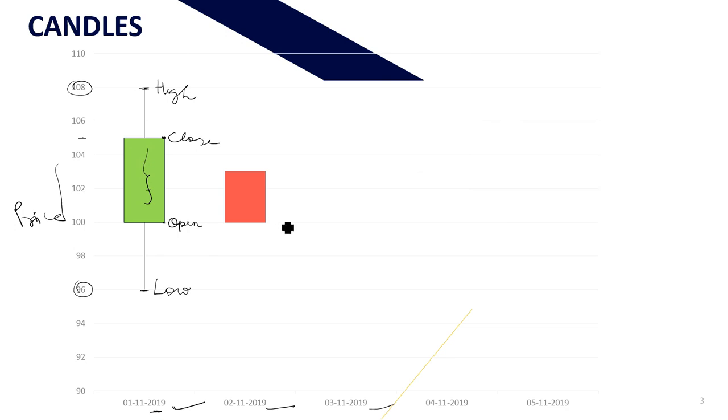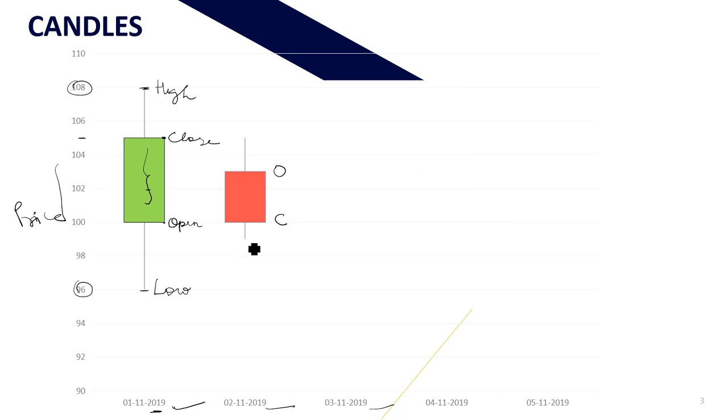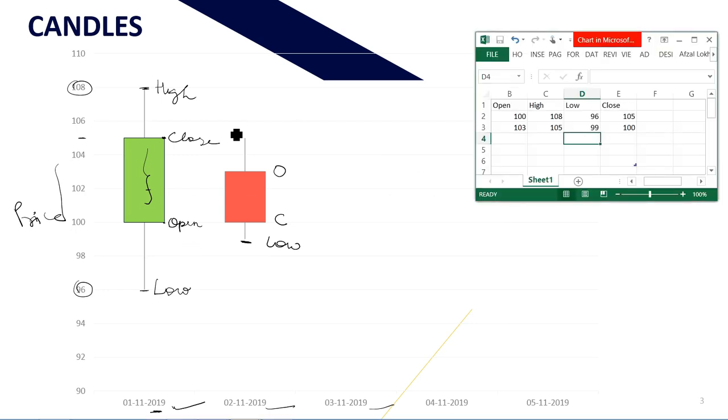Let's say it made a high of 105. So here you go. The upper wick arrives till 105. Let's say it made a low of 99. Now the lower wick arrives. Simple, my friends. Now let's take one more day. Let's make it a little more interesting now.